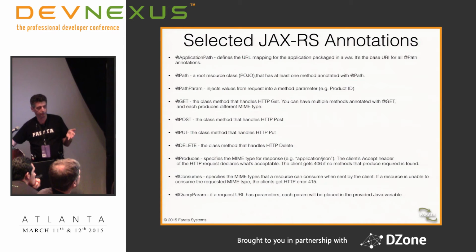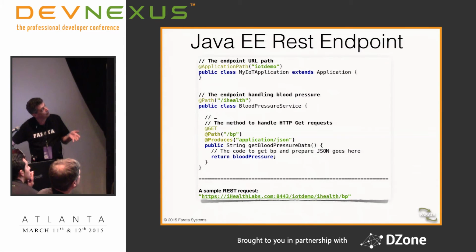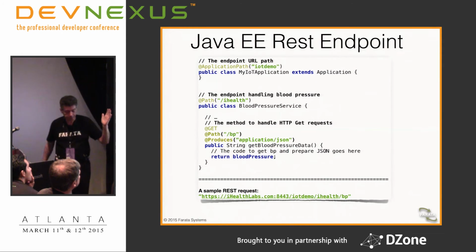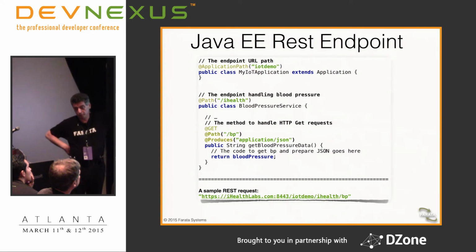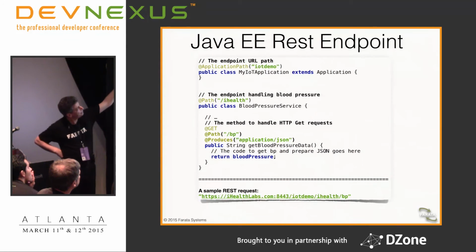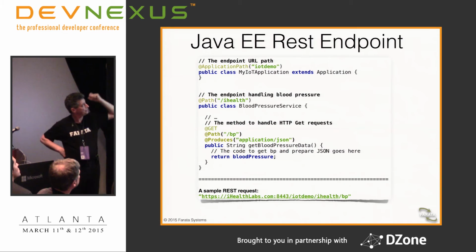So I will not be going into details. I'm sure that most of you know how this works. For example, up on top, there's one line that is missing in the middle. You need to write a class that extends Application in Java EE 7. And then a sample blood pressure service, REST service, right? So you add a fragment, iHealth in this case.